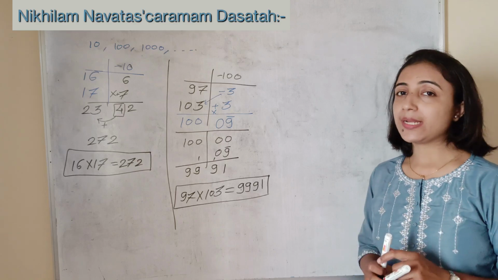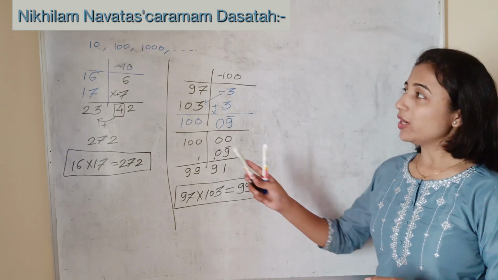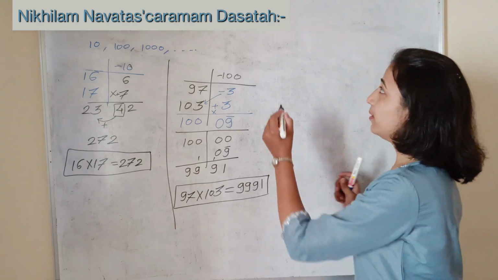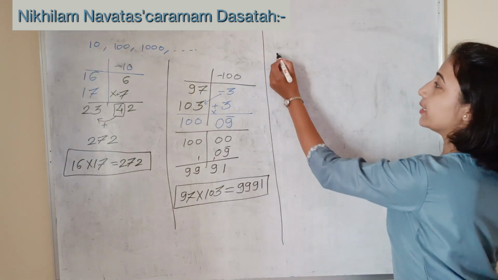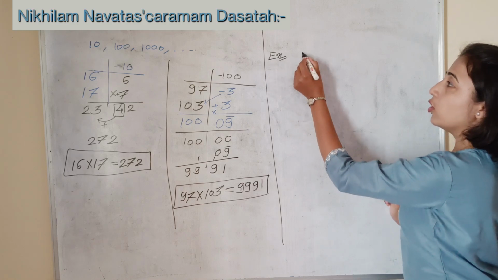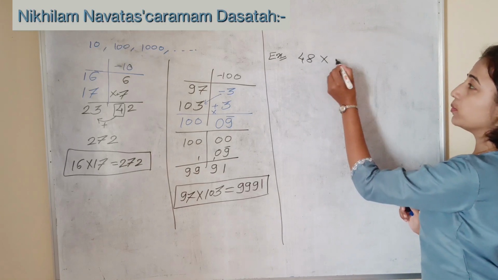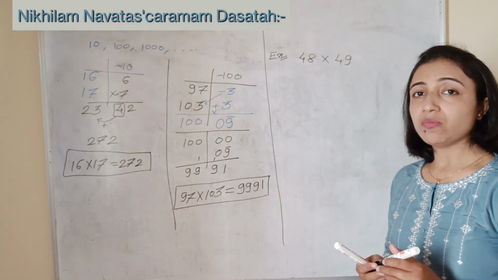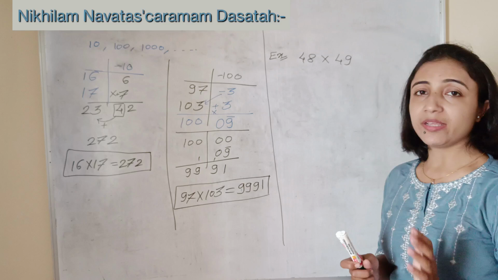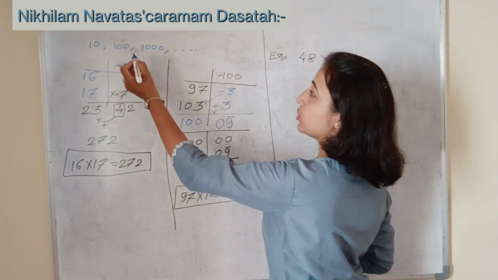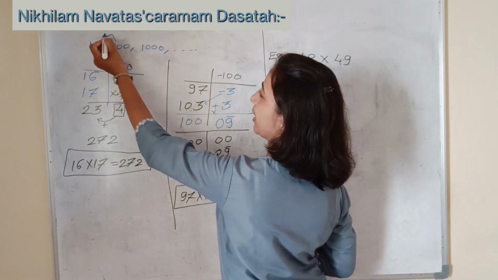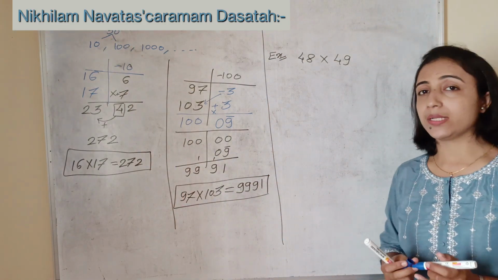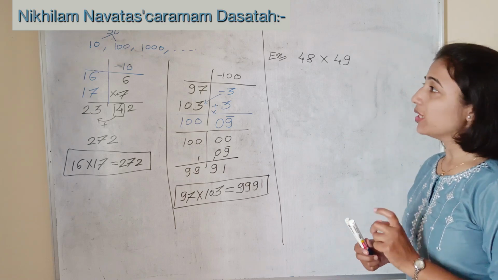Now the next question arises. If our number is not exactly nearest to this number, but it is nearest to this half. For example, suppose I will take the number 48 into 49. See, both numbers are nearest to 50, but not nearest to the 100, not even nearest to the 10. So here, in between these numbers, we can take the 50. So our numbers 48 and 49 both are nearest to the 50. So how to solve this question?